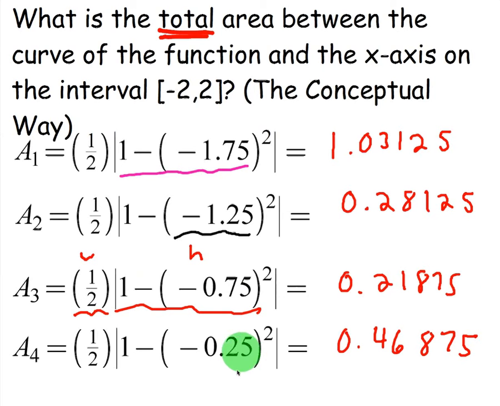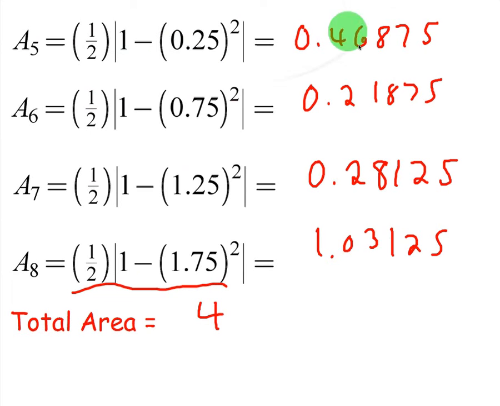And we're going to keep doing that for each of these midpoints, and we're going to get all of these total areas. And guess what? If we add these up, we get 4 again, which is the same exact area we got for left and right point.